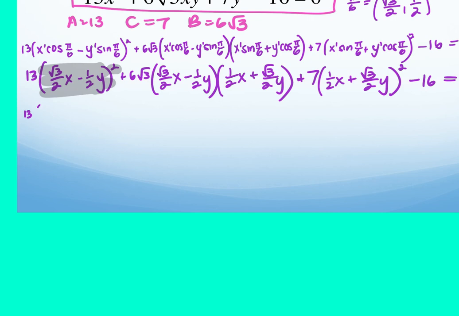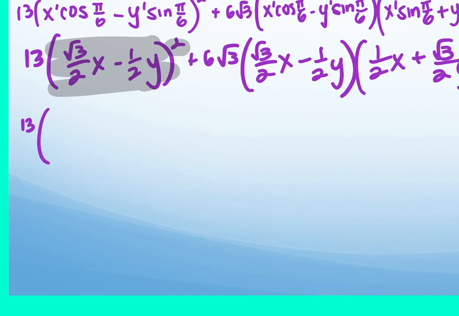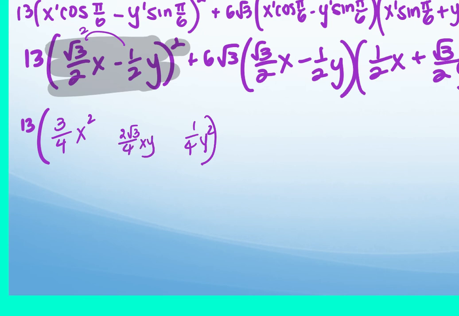I'm going to keep the 13 in the front. I square the first term, so the square root of 3 squared is 3. 2 squared is 4. X squared. The last one is square of 1 over square of 2, y squared. And the middle is the doubled product. So 2 times square root 3, and 2 times 2 is 4, x y. This sign sticks with the middle, but the last sign's positive.